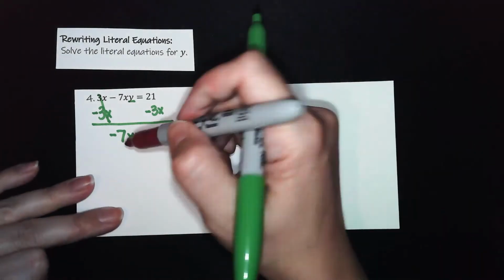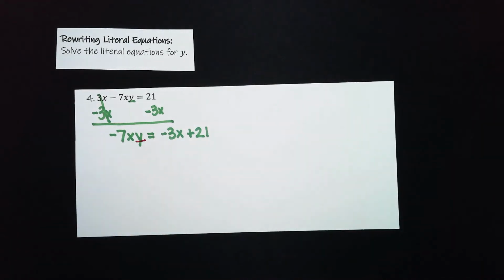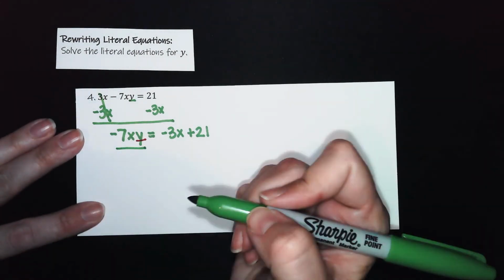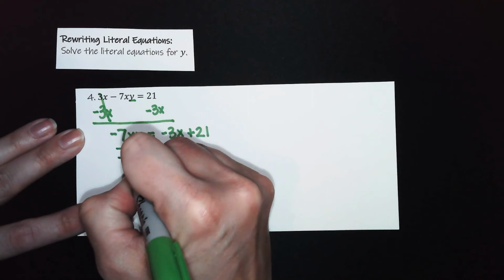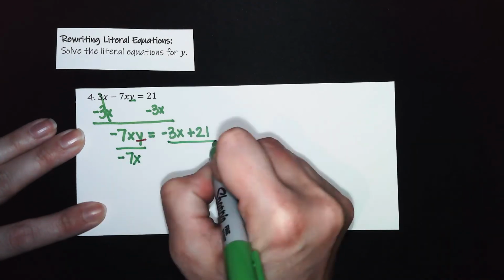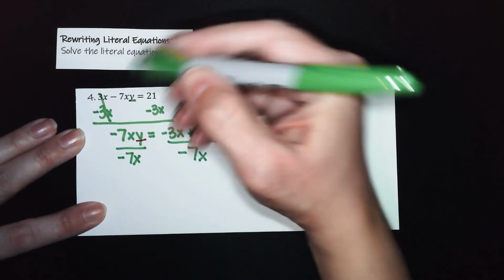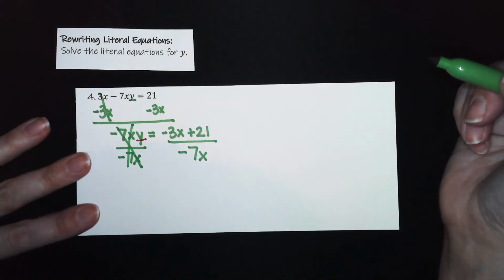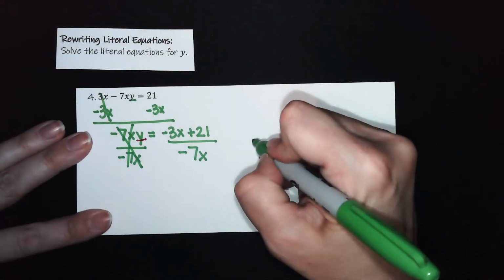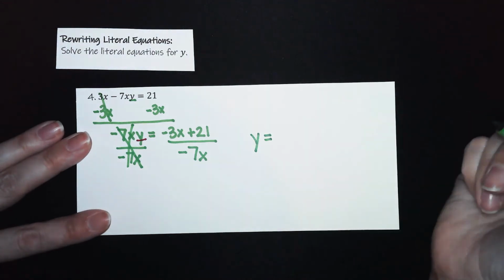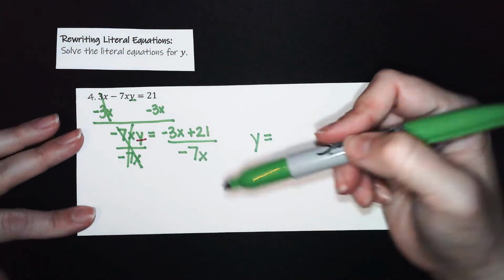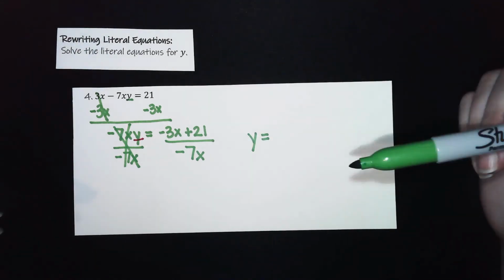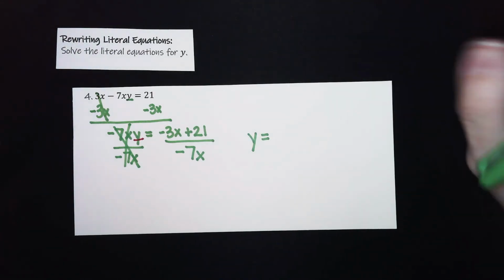Okay, I'm still trying to get this y by itself. So I'm going to divide now. Since all of this is multiplying the y, I'm going to divide by -7x. So these cancel. The -7x divided by -7x is 1, so it all goes away. So I'm left with y. Now, to simplify this, yes, I can divide 21 by 7, but I can't divide the 3 by 7. So I'm not going to do that.